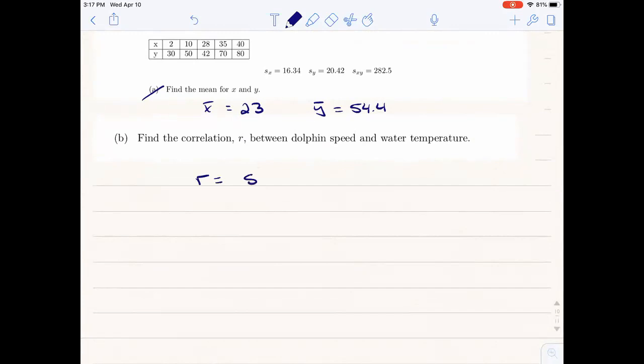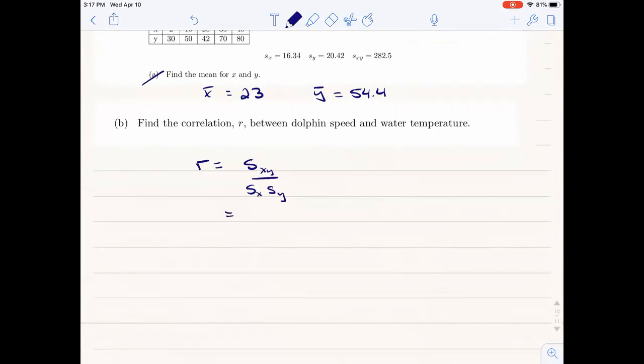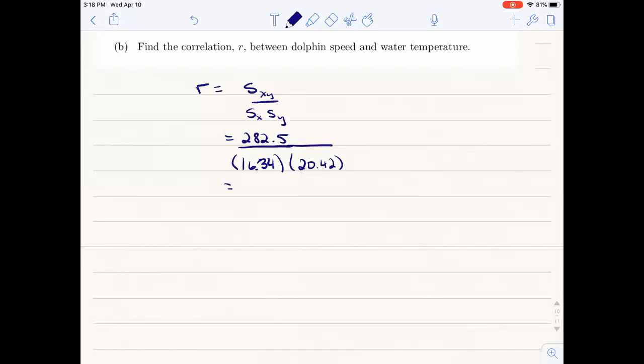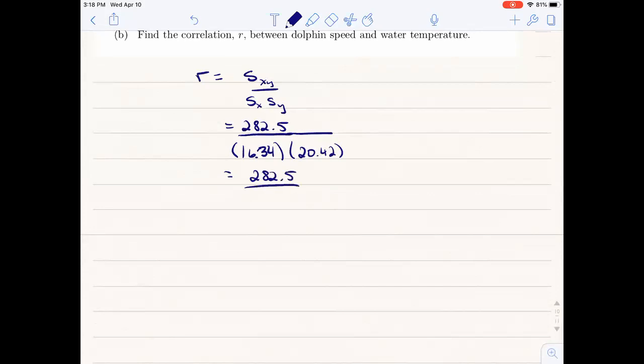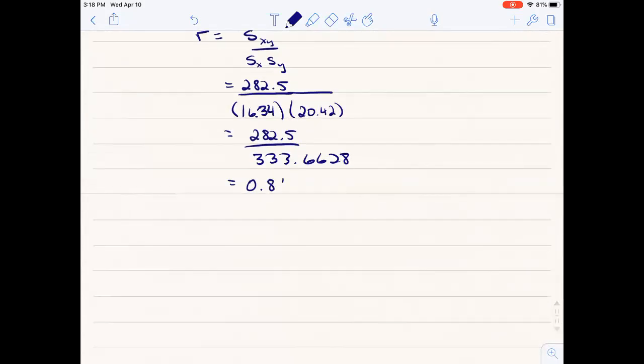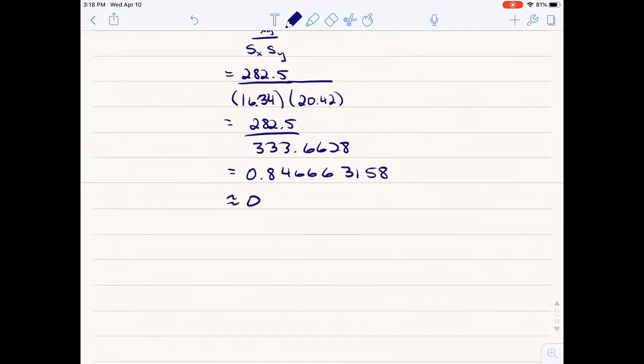The correlation is SXY over SX times SY, which is, so we're given SXY, 282.5 divided by SX, which is 16.34, times SY, which is 20.42. 282.5 divided by 333.6628 is 0.84666315. Rounding to 3 decimal places, 0.847.